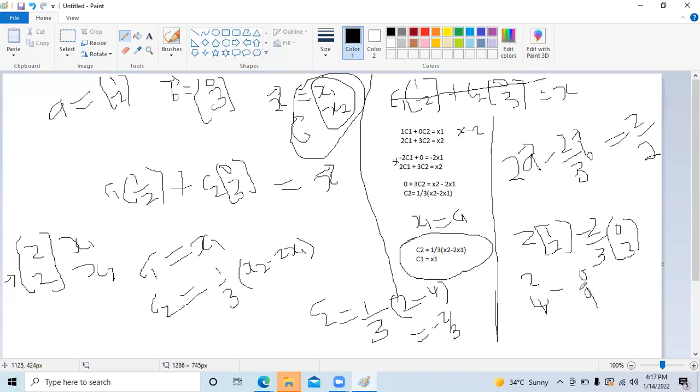I'm making a mistake. Okay, sorry, I made a mistake here. 2 over 3 times 0 is 0, right? Then 2 over 3 times 3 is 2. So this will give us 2, 4 minus 2, 2 minus 0, 2. At the end of the day, this gave us 2, 2.